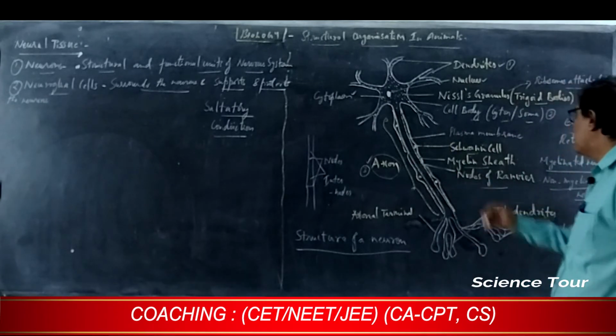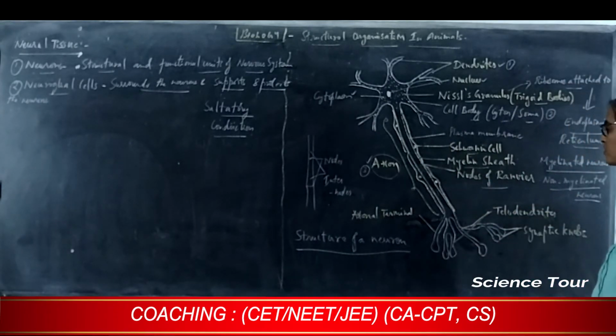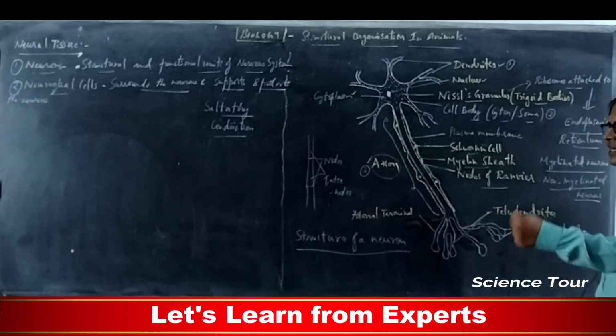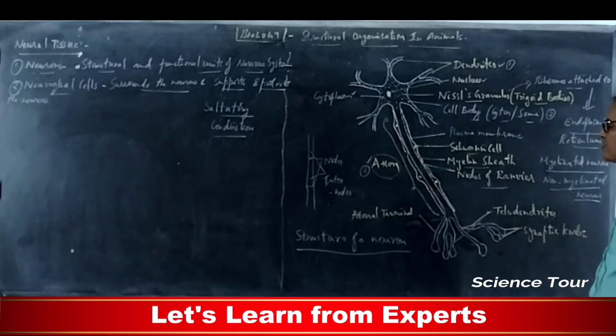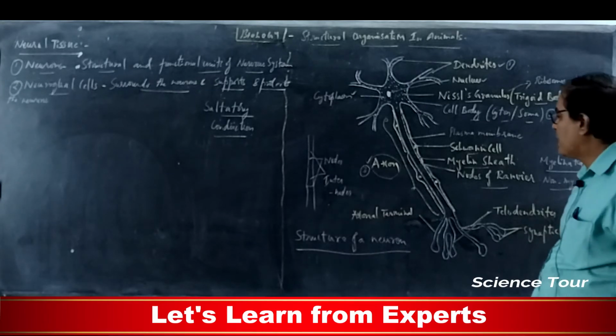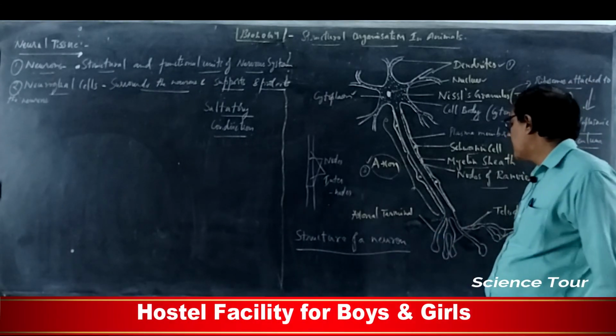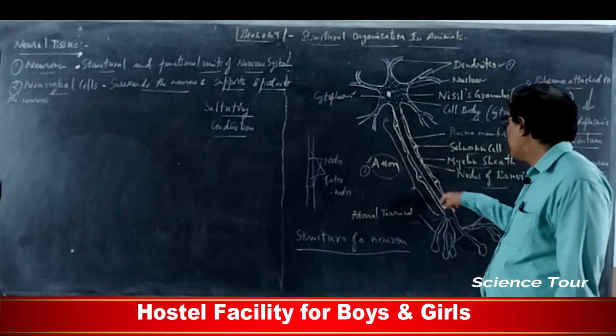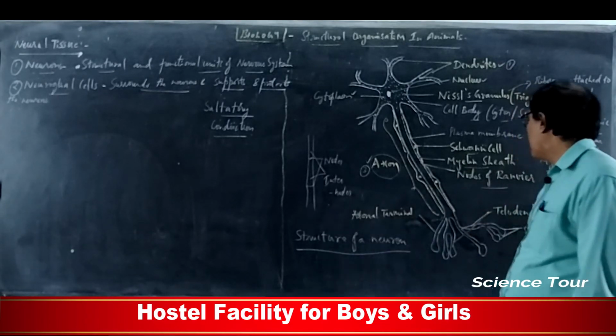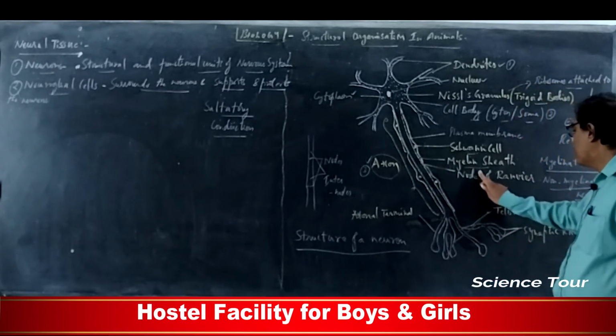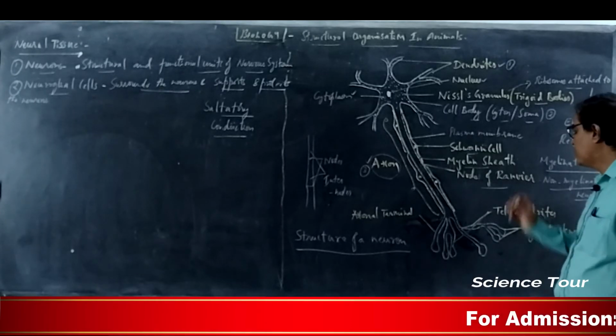So myelin sheath is very beneficial to the neurons because speedy conduction of nerve impulses can take place. Electrical signals or the nerve impulses can take place at a very faster rate. So they start to jump from one node of Ranvier to another node of Ranvier. The node of Ranvier. Nodes means plural.